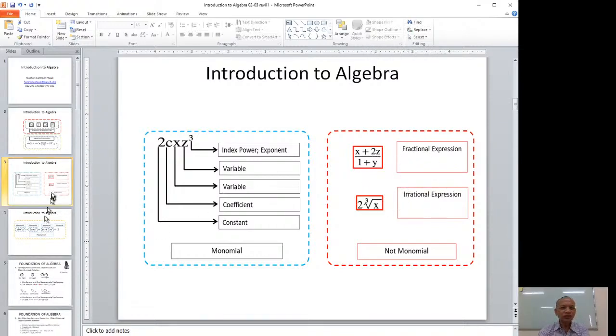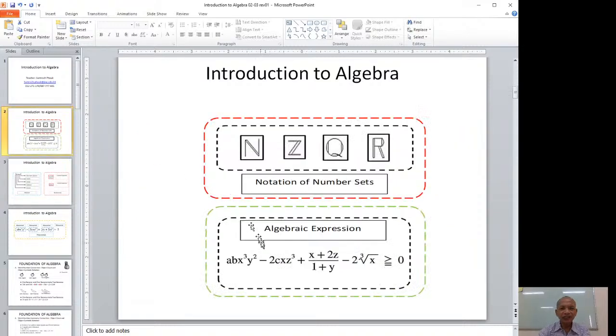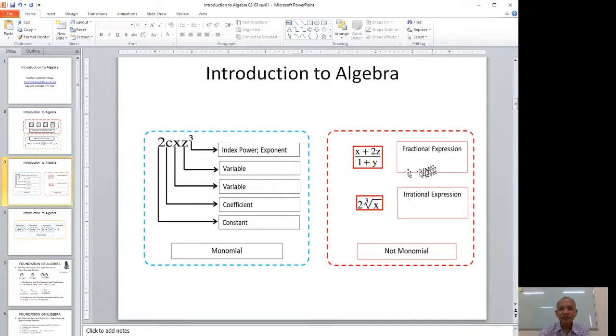Okay. So down here we have an expression that comprises monomials, a fractional expression, and a radical expression. Fractional expression, radical or irrational expression.